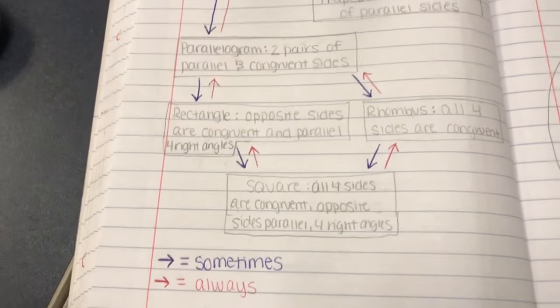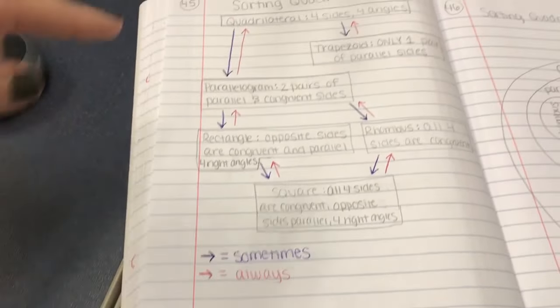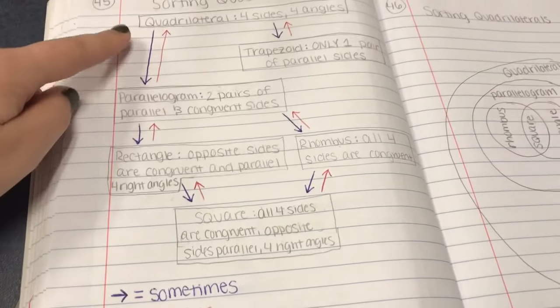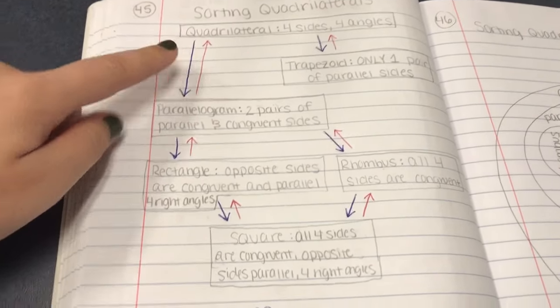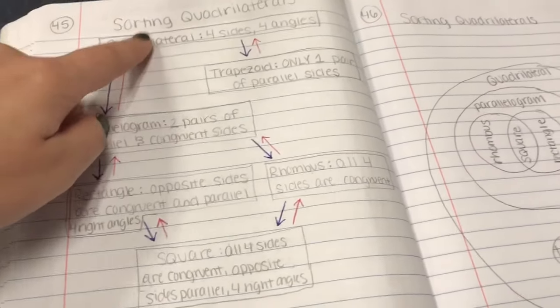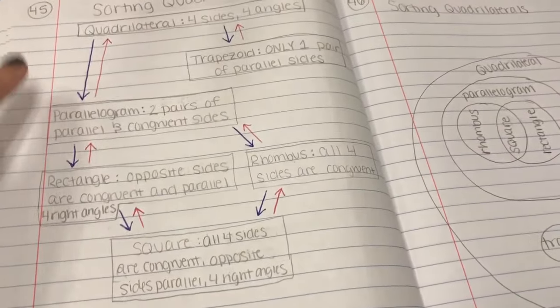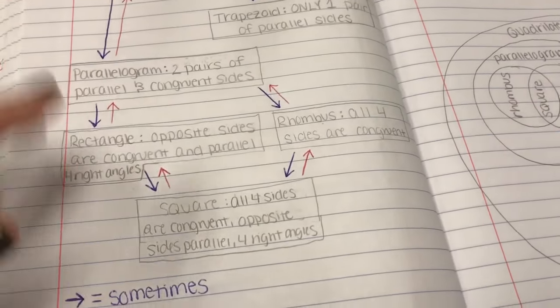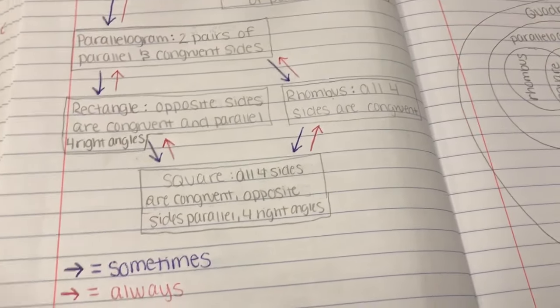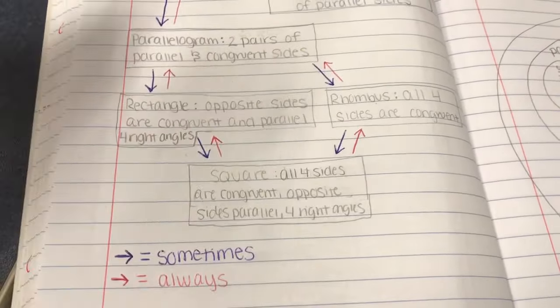So the way that these arrows work, starting from the top going down, sometimes a quadrilateral is just a quadrilateral, sometimes a quadrilateral is a parallelogram, sometimes it's a trapezoid, sometimes it's a rectangle, and so on and so forth moving down the line. With the red arrows, we start from the bottom and work our way up.